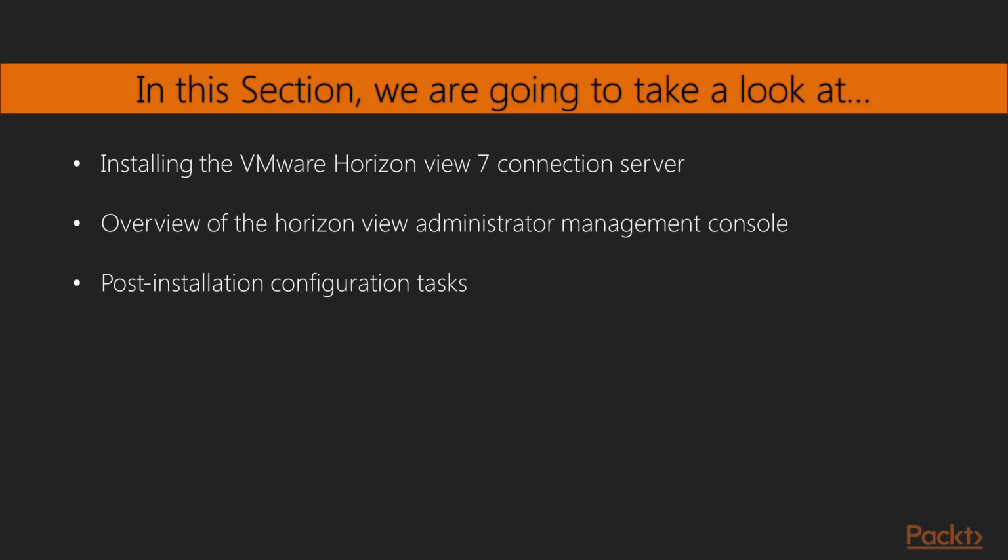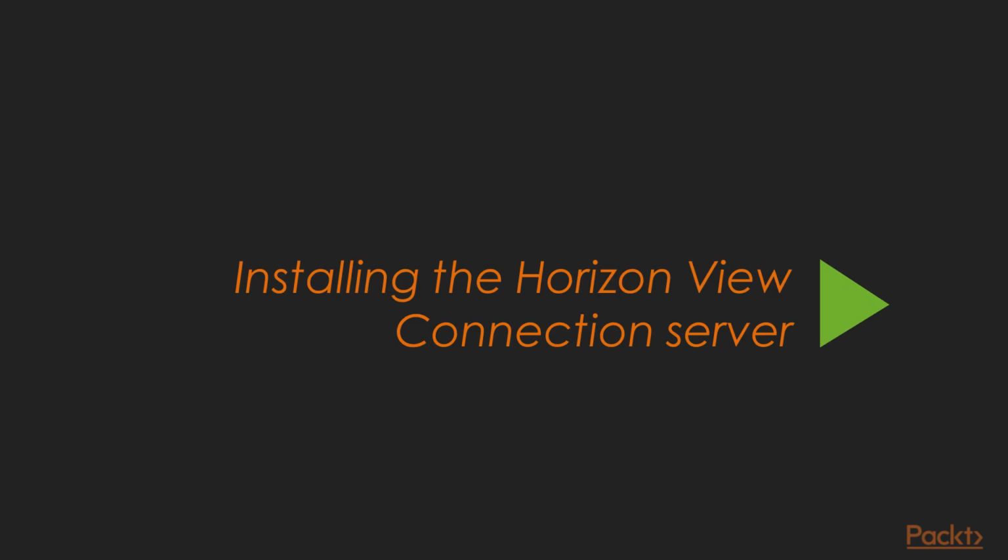So, what are you going to learn in this section? In this section, we're going to install the Horizon View Connection Server software. Once installed, we will look at the initial configuration tasks you need to complete before you are ready to start delivering virtual desktops, and also give you a guided tour of the View Administrator Management Console. So, let's get straight on with the installation of the Horizon View Connection Server.